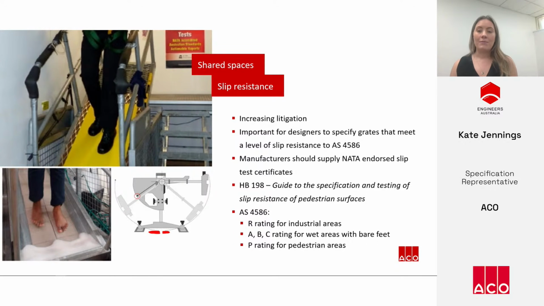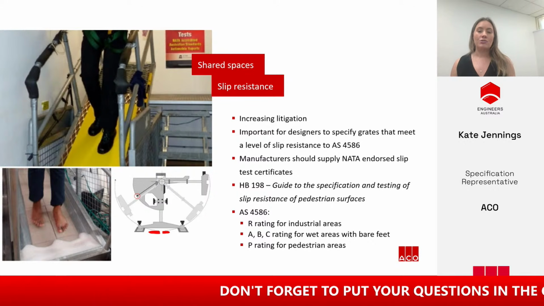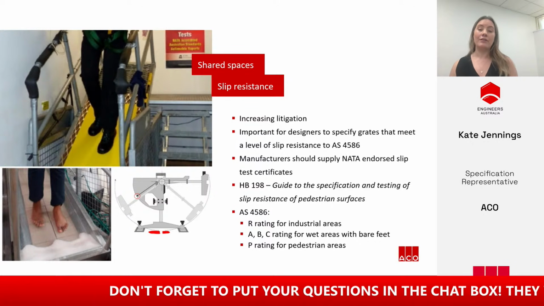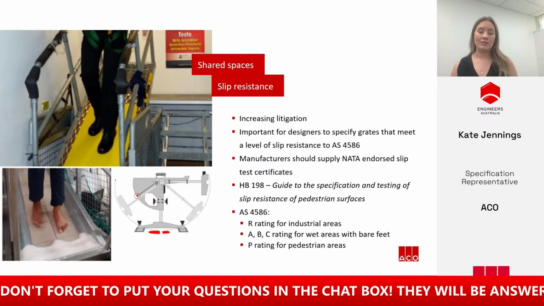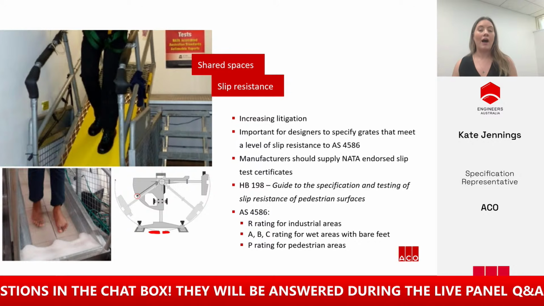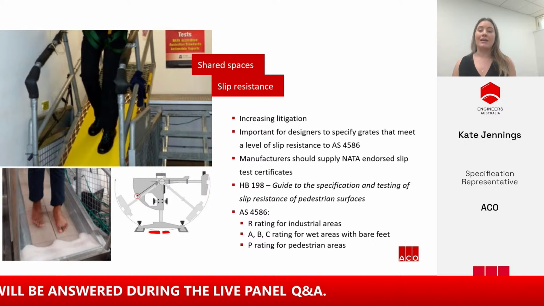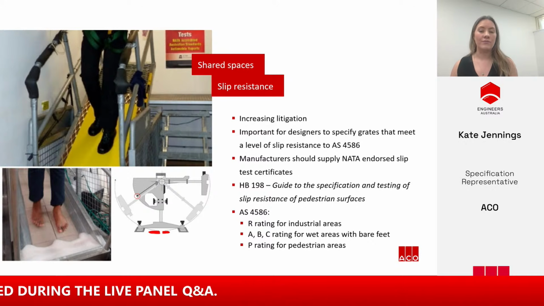Slip resistance is becoming a major concern for asset owners as litigation increases from slips, trips and falls. AS 4586, with a supporting handbook HB 198, stipulates the minimum slip resistance ratings for a variety of different applications. The standard outlines 3 test methods to simulate different applications as a means to assess the slip resistance of a grate. The oil wet ramp test, pictured at the top of the screen, with ratings of R9 to R13, is designed for industrial and commercial environments where there's likely to be animal or mineral oil on the floor, for example in car parks or commercial kitchens.